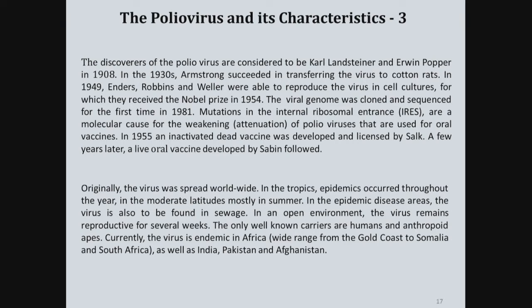Originally, the virus was spread worldwide. In the tropics, epidemics occurred throughout the year, in the moderate latitudes mostly in summer. In the epidemic disease areas, the virus is also to be found in sewage. In an open environment, the virus remains reproductive for several weeks. The only well-known carriers are humans and anthropoid apes. Currently, the virus is endemic in Africa, a wide range from the Gold Coast to Somalia and South Africa, as well as India, Pakistan and Afghanistan.